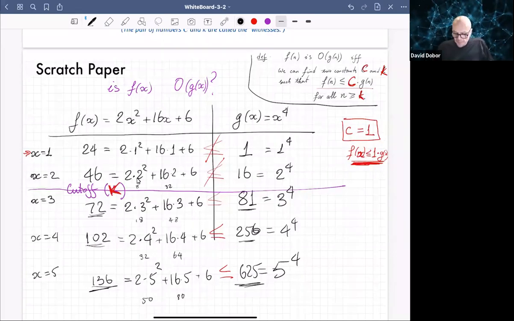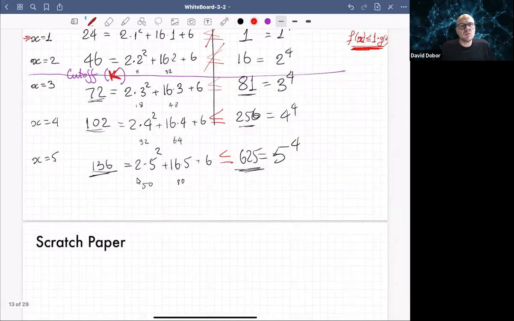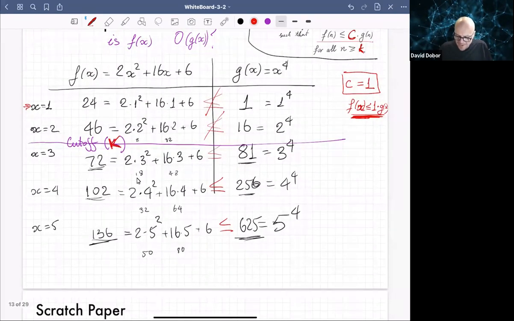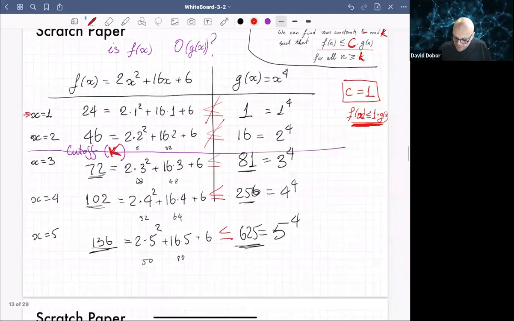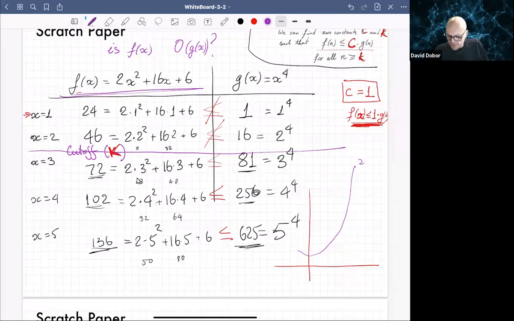So if you wanted to draw a graph, and that's the best way to visualize it, really, not doing the tables all the time, what we have here is, okay, I'm running out of space here, but let's do it in a small place. So let's take this one. Let's do this one in purple. So I have some 2x squared. So this is my 2x squared plus 16x plus 6.